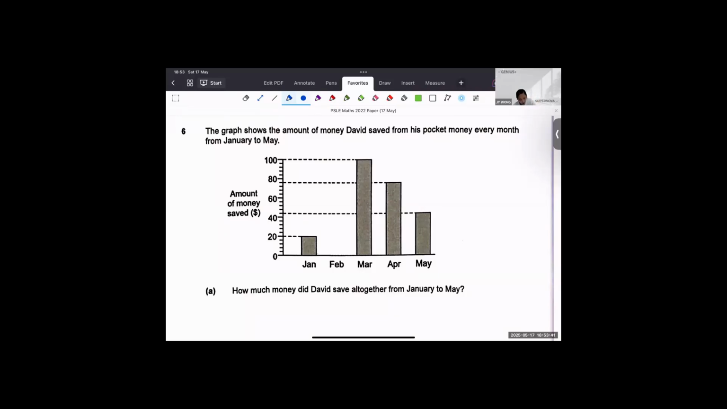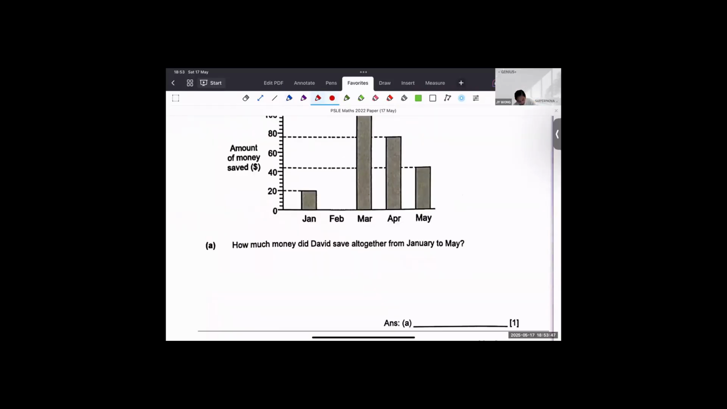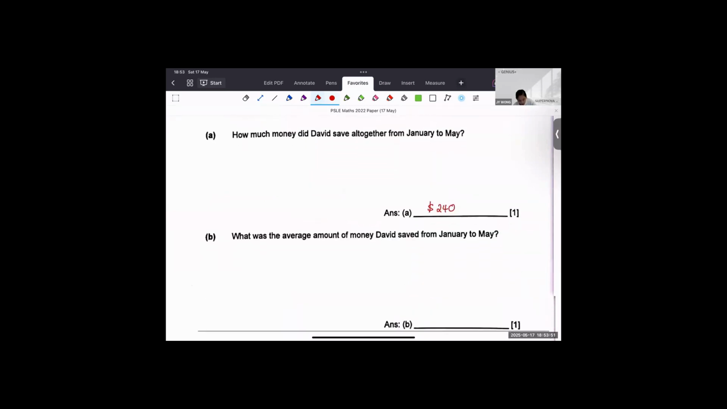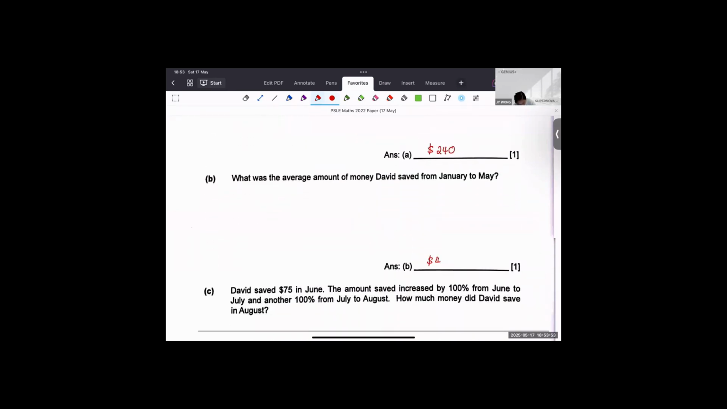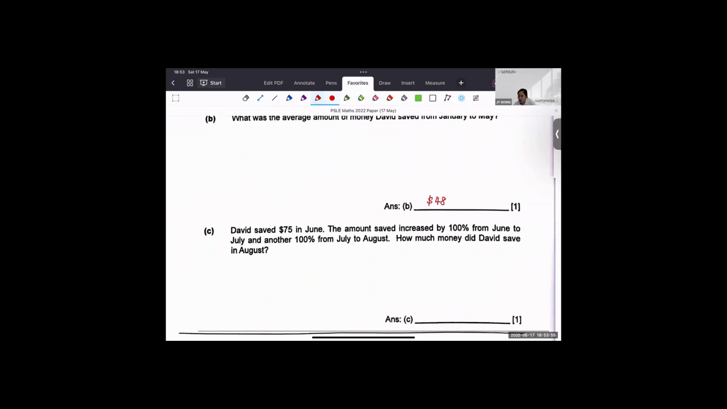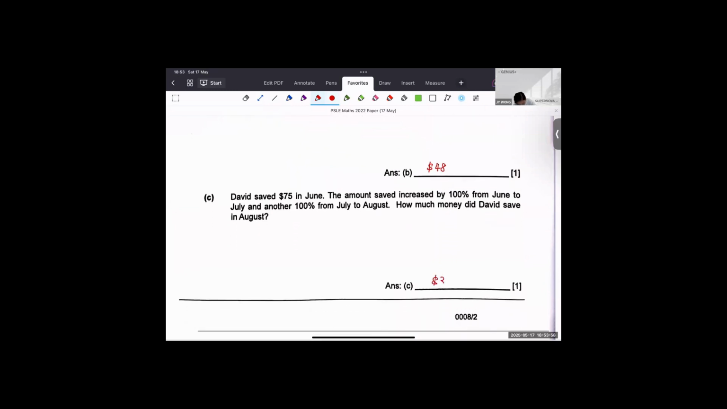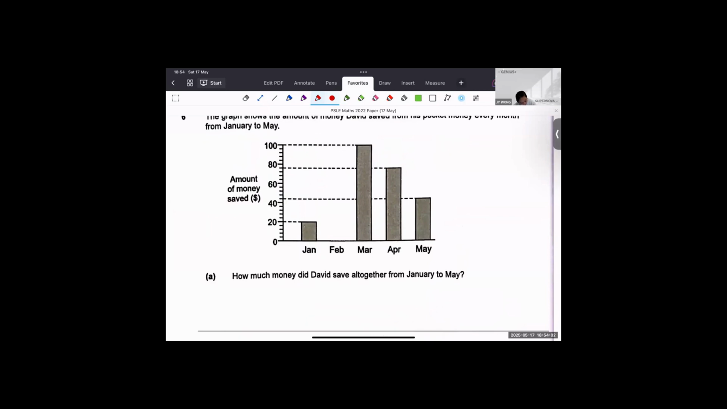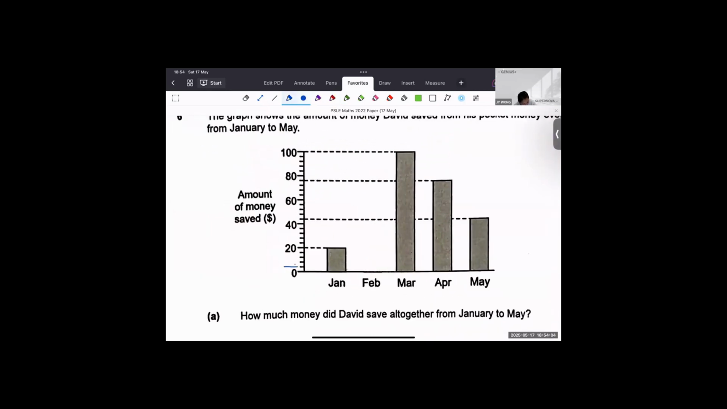Okay, each interval is 4. Okay, so just to those who got 240, that is correct. Question B, $48 is correct. Question C, $300 is correct. Okay, but I'm going to go through now. So I asked you to tell me each interval, and I'm happy that I see 4.